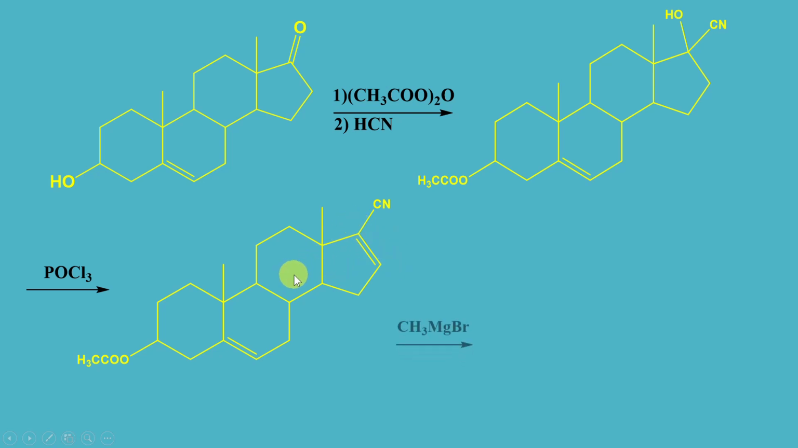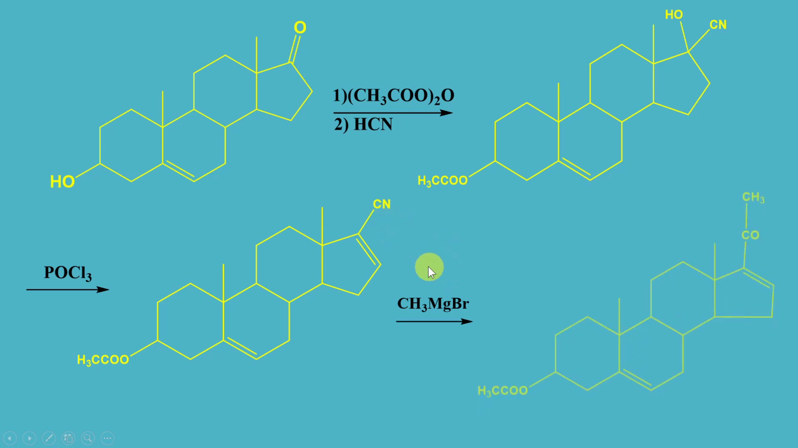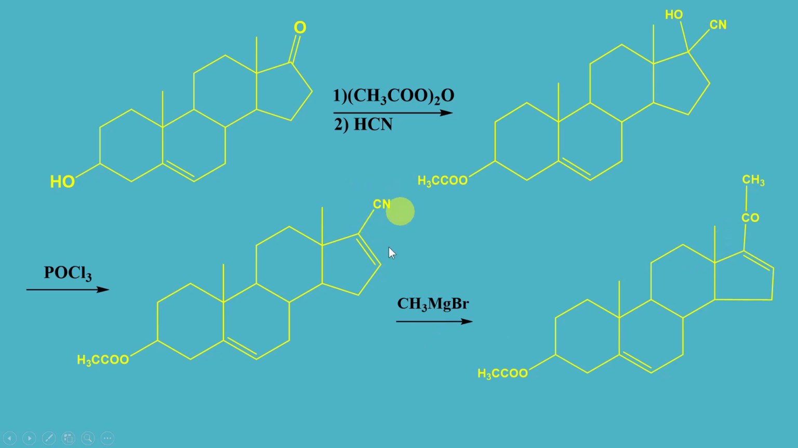Then this unsaturated cyanide is treated with methyl magnesium bromide, the Grignard's reagent. You can see this Grignard's reagent reacts with this cyanide molecule. Grignard's reagent adds on cyanide to form the corresponding ketone. See the structure of that ketone. It is the ketone. The cyanide group gets converted into this ketone by the addition of Grignard's reagent, methyl magnesium bromide.